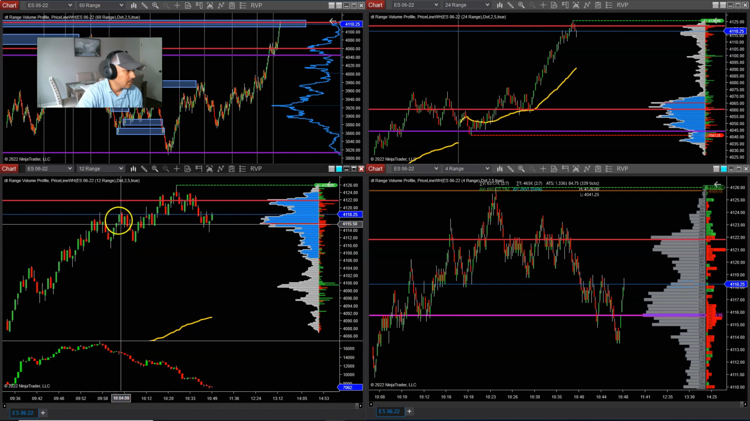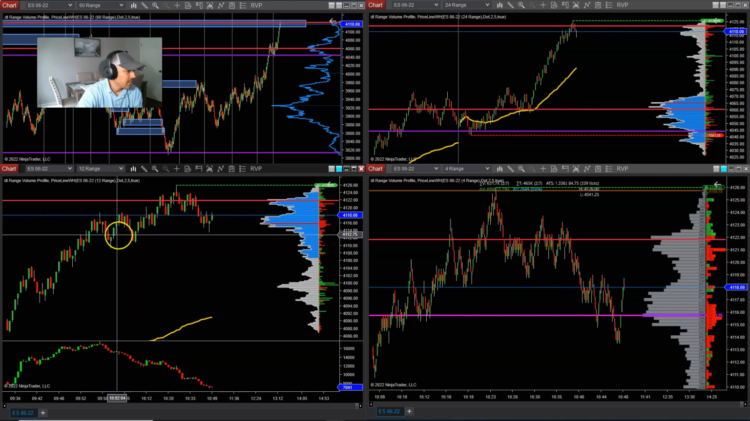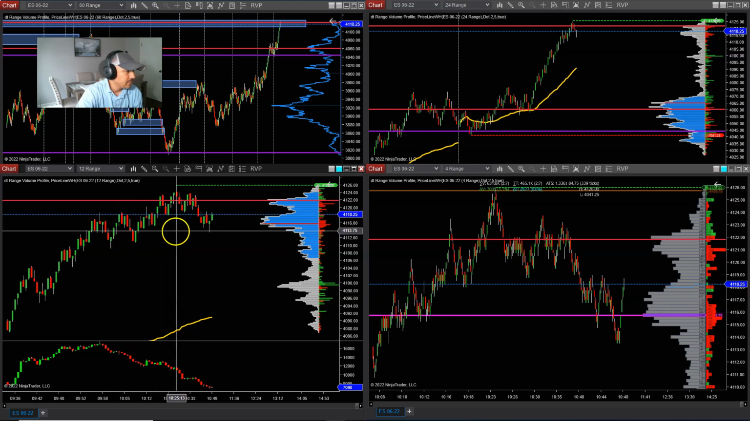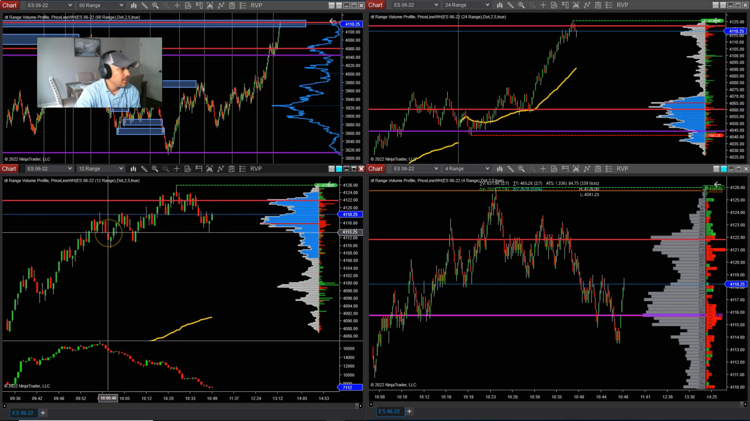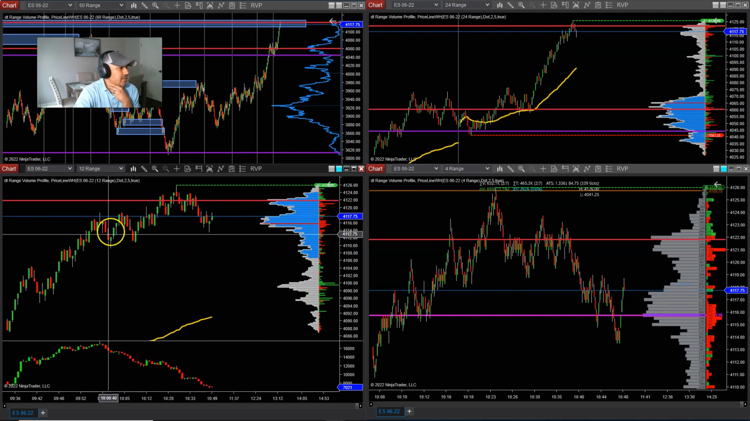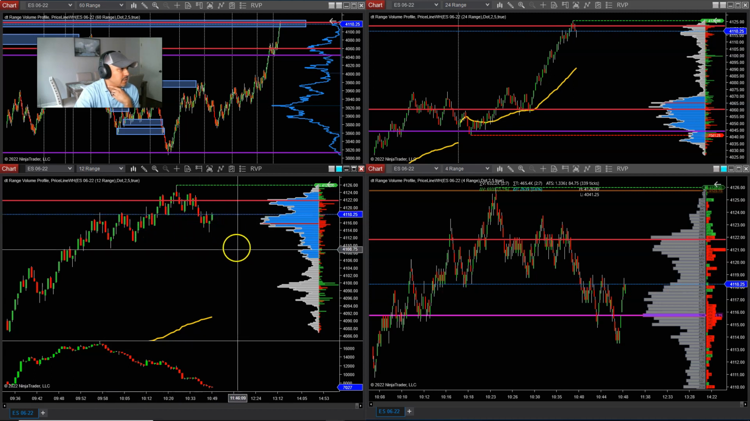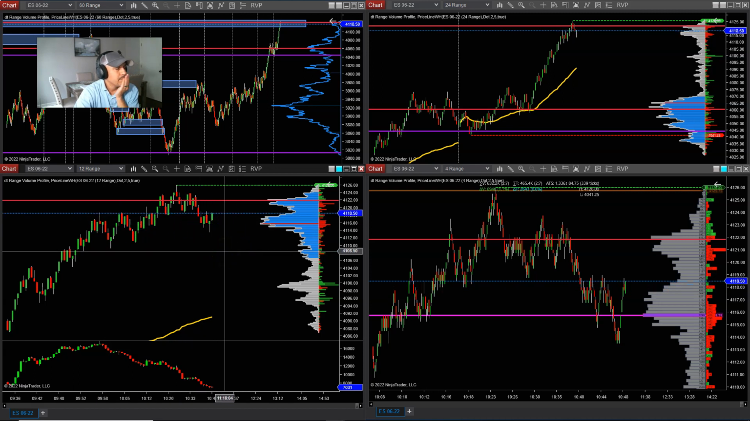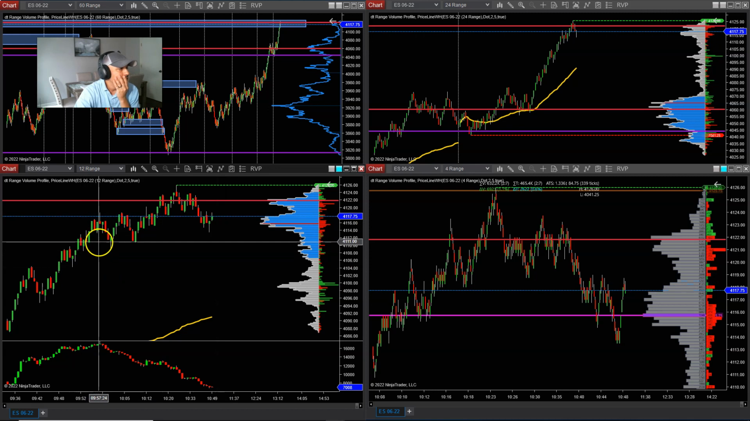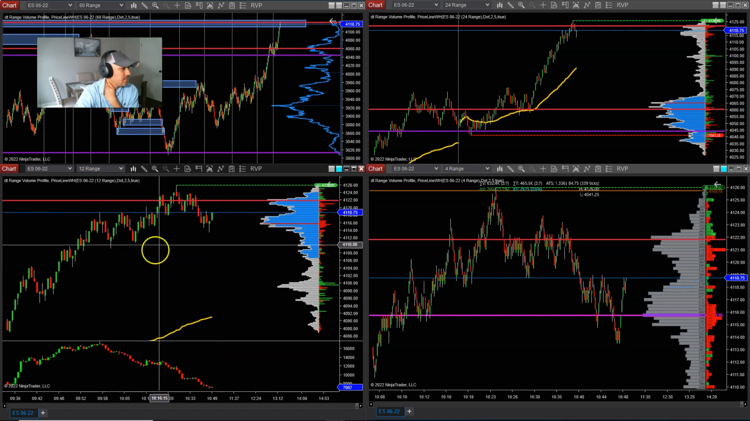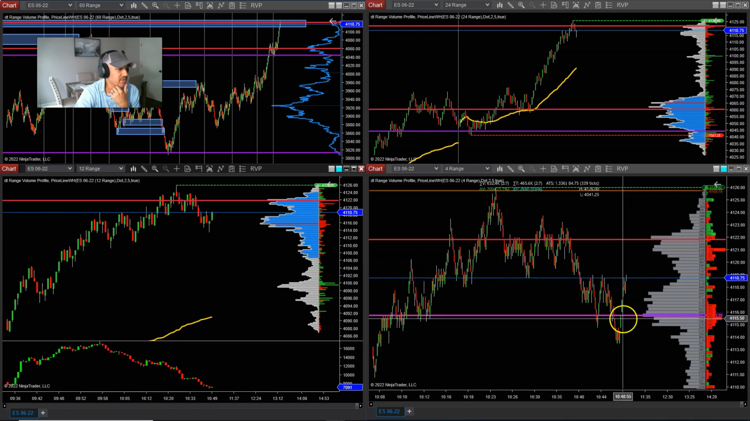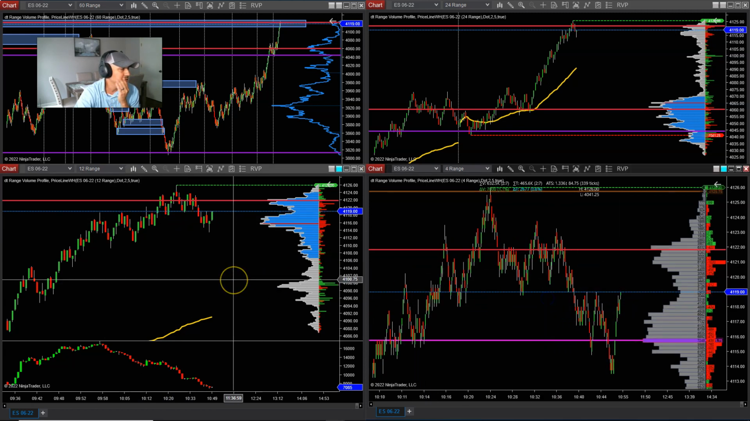Price is testing this area right here, bouncing off of this area. Okay, small area of demand sitting right here, it's bouncing off of it. Let's see, it's higher. Okay, I missed that trade there. It's right here at the VPOC, so that's why I'm not taking that, guys. It's too close to the VPOC.